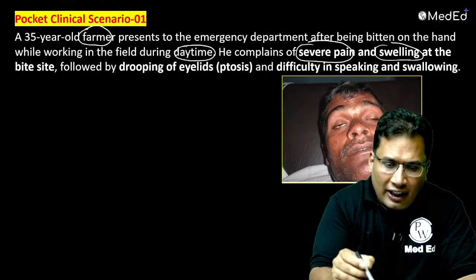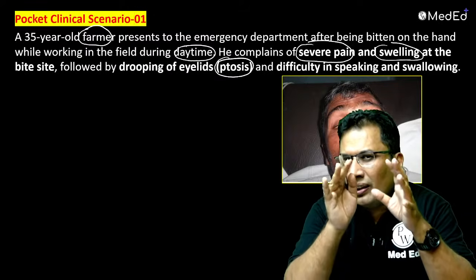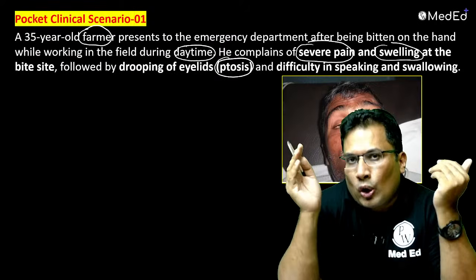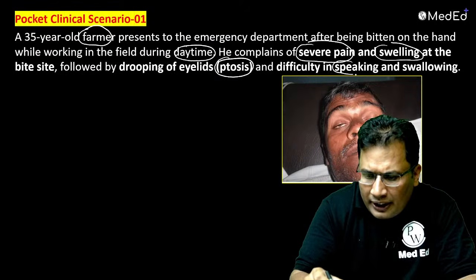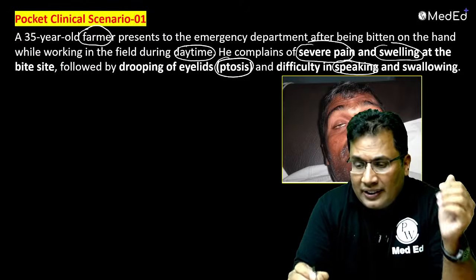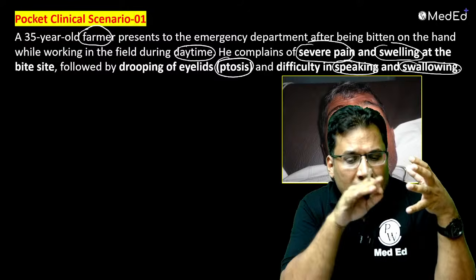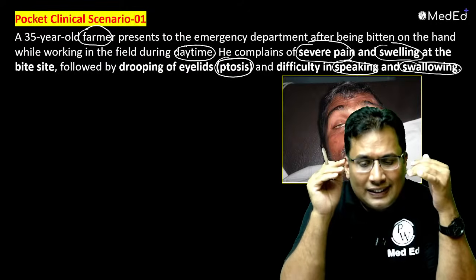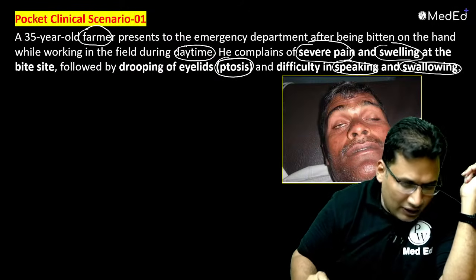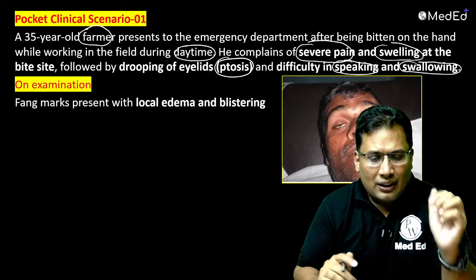Followed by drooping of eyelids, that is basically ptosis. The ptosis is the earliest manifestation in case of Elapidae because of bungarotoxin. Difficulty in speaking, he is having dysarthria, and difficulty in swallowing, that is dysphagia. So what are the clinical signs here? Severe pain, swelling, followed by ptosis, followed by dysarthria and dysphagia. On further examination, the fang marks are present with local edema and blistering.